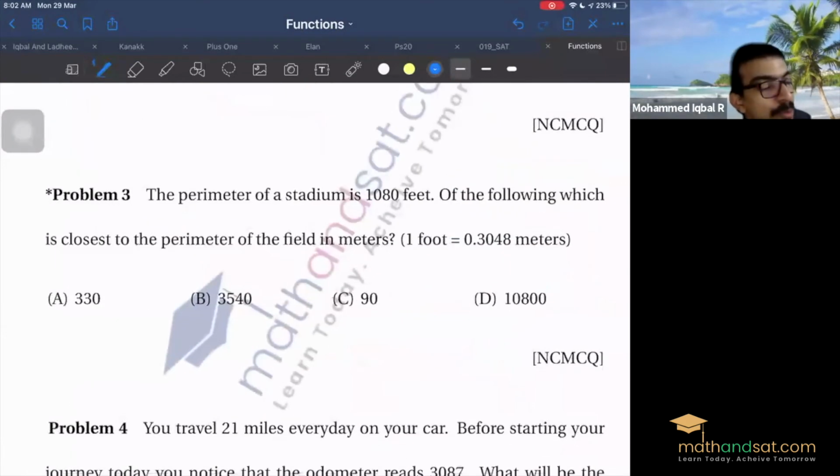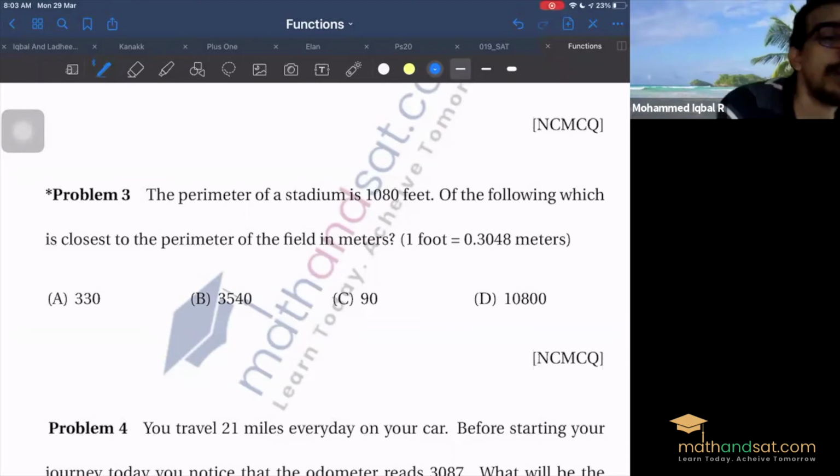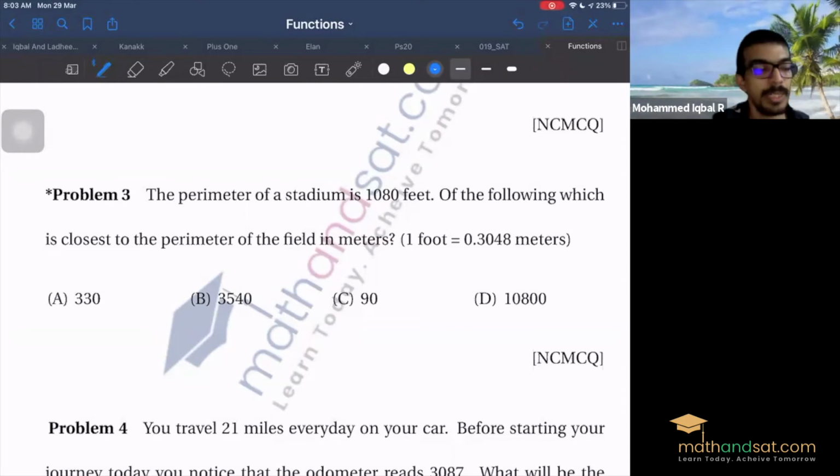The perimeter of a stadium is 1080 feet. Of the following, which is closest to the perimeter of the field in meters? It's given that 1 foot is 0.3048 meters. We have seen this idea in the previous class. Here we are talking about unit conversions. In unit conversion, most of the time it's like direct variation, but it's not always the case.